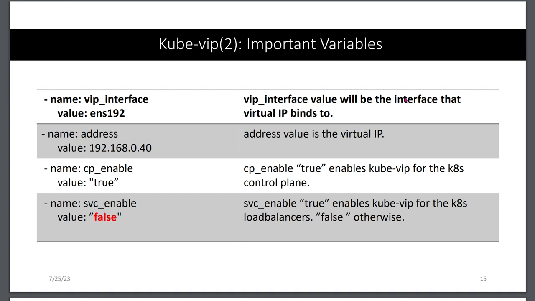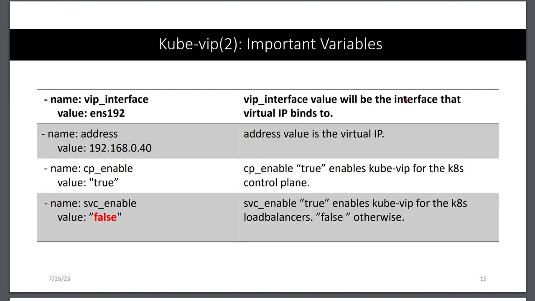And the second is address. So what is the virtual IP? And the third one is called CP enable and service enable. CP here means control plane enabled. And this control plane is referring to the Kubernetes control plane, not the 5G control plane.